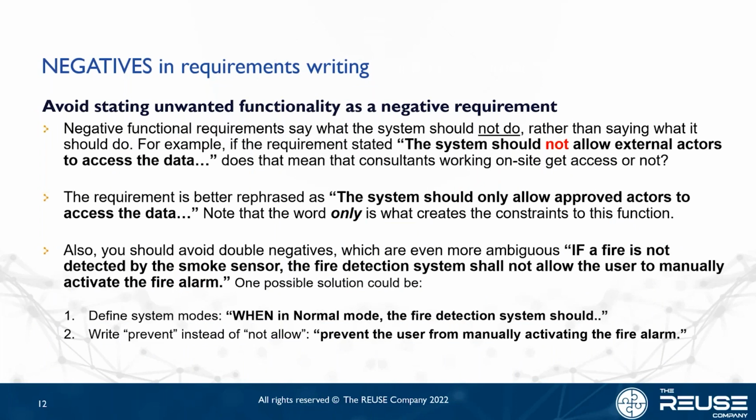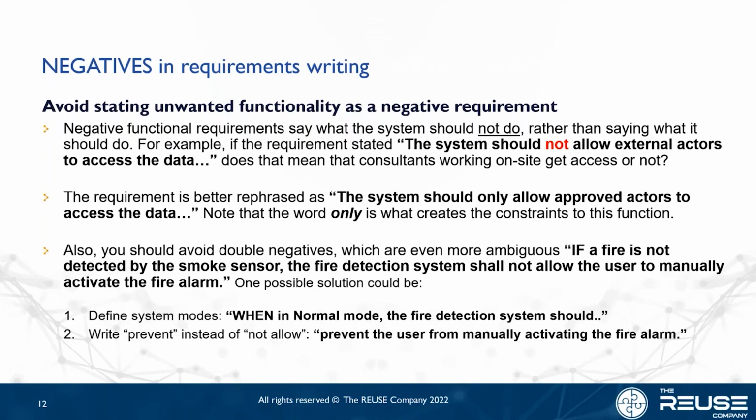And when it comes to functionality, I would say you should not do it, because negative requirements are actually saying what the system should not do. So what should I do with that requirement? So it's much better to say, again, to stay on the positive side. And for example, look into this requirement. The system should not allow external actors to access the data.